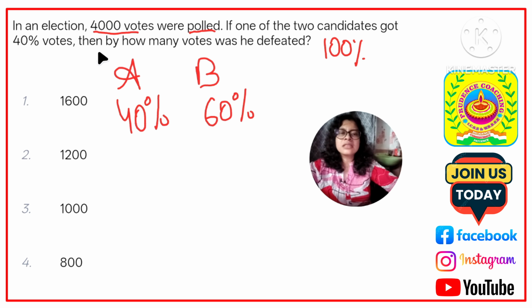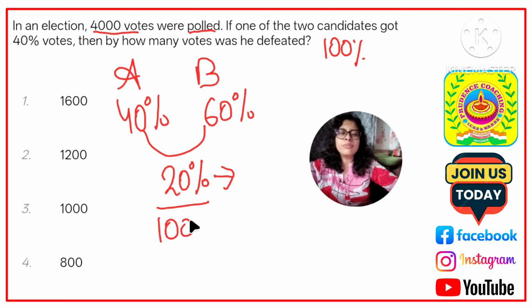Now it is asked, then how many votes was he defeated? So who is defeated? A. So defeated by what percentage of vote? 60 minus 40, that is 20% less vote he has got. So defeated by 20%. So you need the actual value of this 20%, and the actual value of 100%, that is the total vote polled, is given.